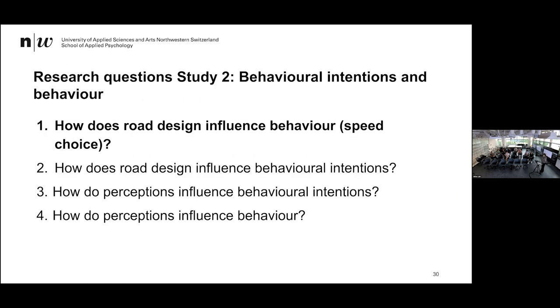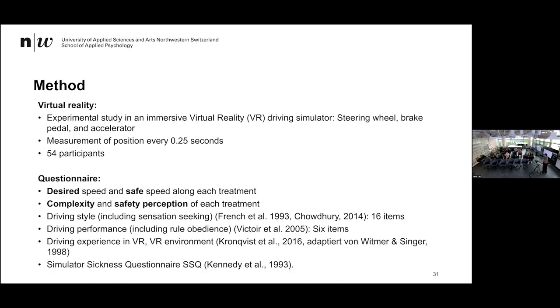With this background, we try to really answer the question: does road design have an impact on actual behavior, and at the same time, control for those psychological processes that are behind it, such as safety perceptions and the perception of complexity. I mentioned virtual reality, a 3D simulation here with the possibility to steer, to brake, and to accelerate. We have measurements of speed, so we have really continuous data on speed.